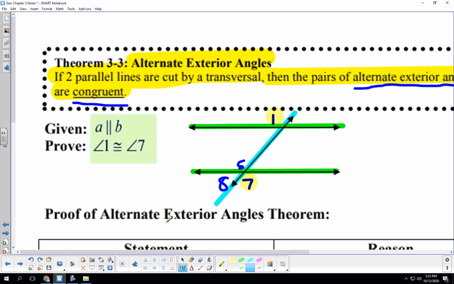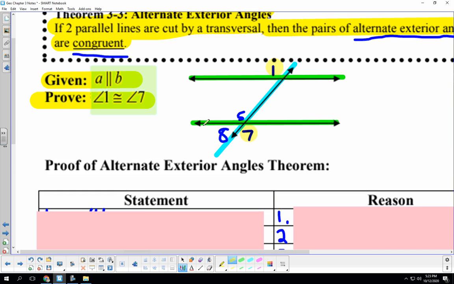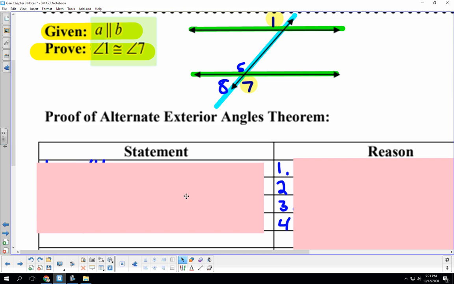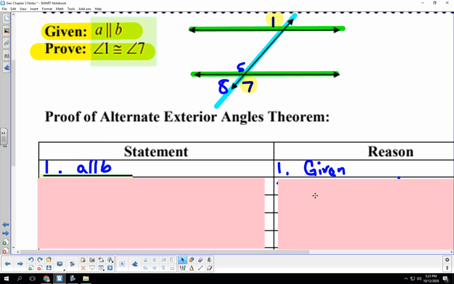I'm amazing. Okay, so we are given that A is parallel to B. We want to prove angle 1 is congruent to angle 7. Let's see what kind of shenanigans we're going to do. Step number 1, throw down your given. Even if you don't know what to do, go to step 1.